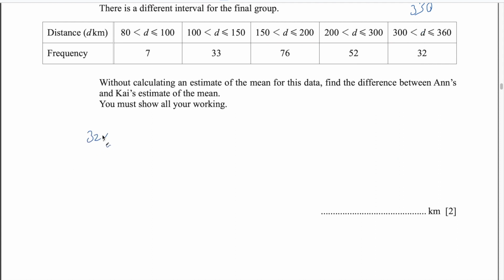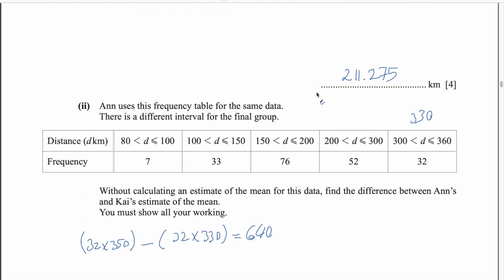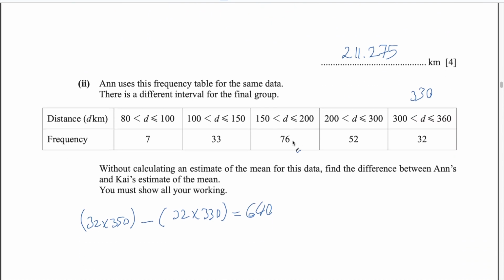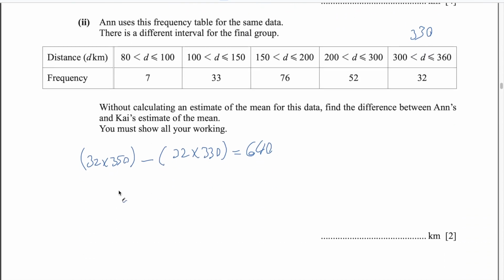So 32 multiplied by 350 for the first one, because we are looking for the difference. So for the second person, 32 is multiplied by 330. Then the difference is equal to 640. So it is the difference between the sums of values. But we know that in order to find the mean, you should divide by 200. So this is divided by 200. Then it will give you 3.2 as the difference between their estimates.